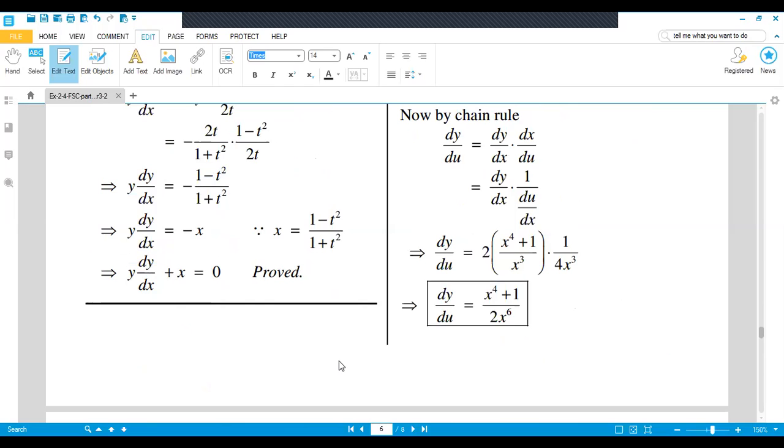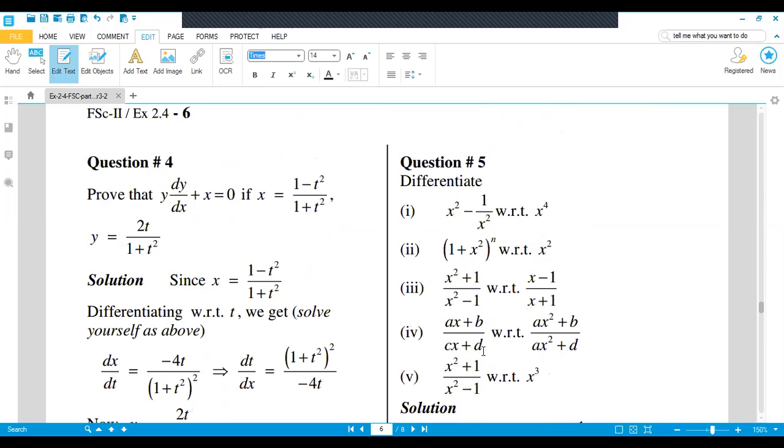Now come to the next question, question number 5. Very, very important question, mostly comes in the paper. You have to differentiate x square minus 1 over x square with respect to x.